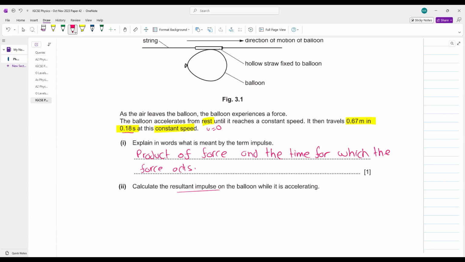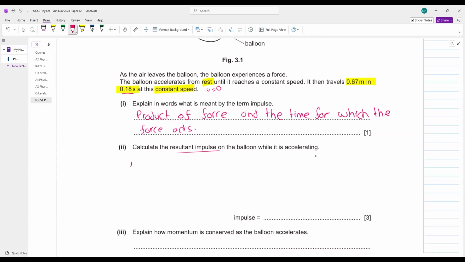Calculate the resultant impulse on the balloon when it is accelerating. How can we calculate impulse? Impulse is equal to force times the time for which the force acts. Now, do you remember force is equal to change in momentum over change in time? Force times the time for which it acts can be equated to change in momentum. Impulse is equal to your change in momentum. You don't need to do this derivation. I was just telling you that impulse can also be represented as change in momentum. I was just revising a little. Now impulse is equal to change in momentum.